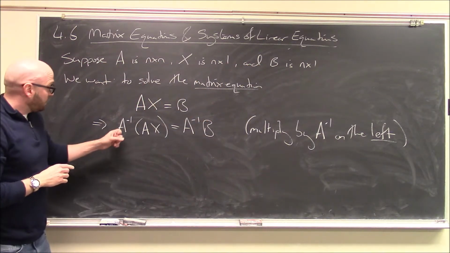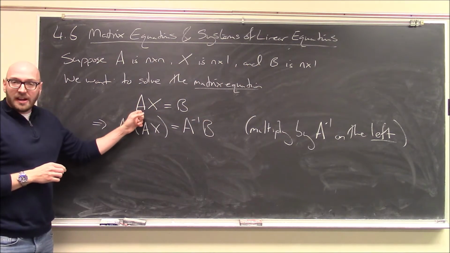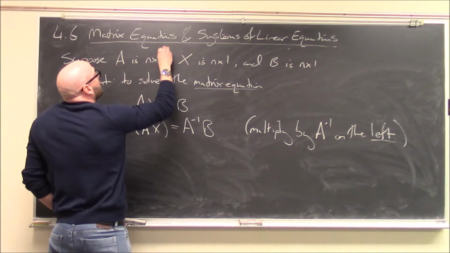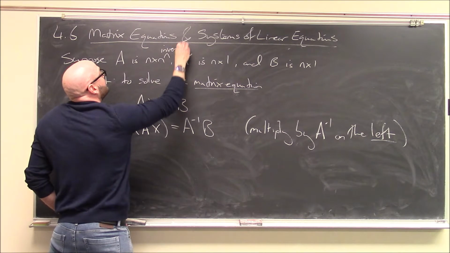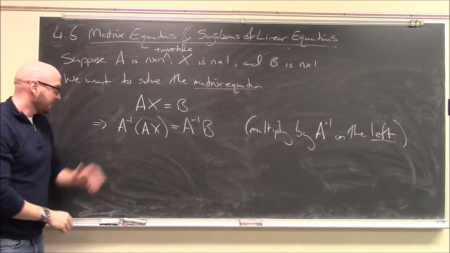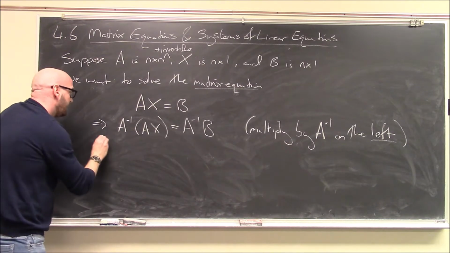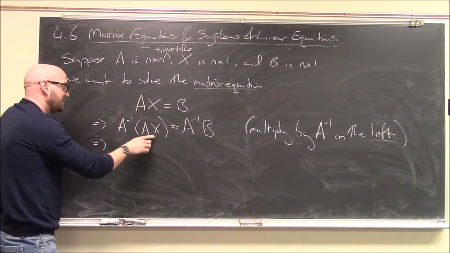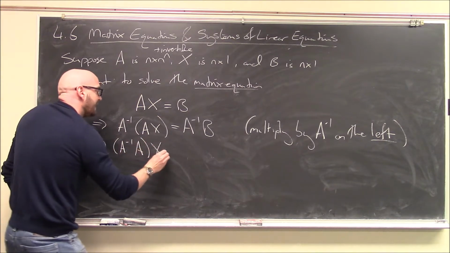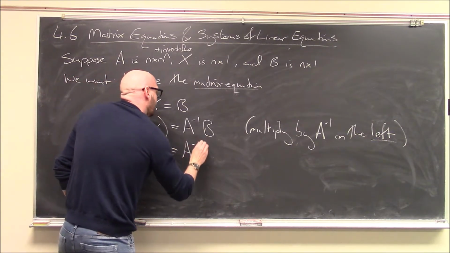There's also something else. When I write A inverse here, I'm assuming that it actually exists. All right, so suppose A is n by n. It's also invertible. So suppose that A inverse actually exists so that I can do this. And why did I do this? Well, because matrix multiplication is associative, so let's just regroup this. This is A inverse times A times X, which is A inverse times B.